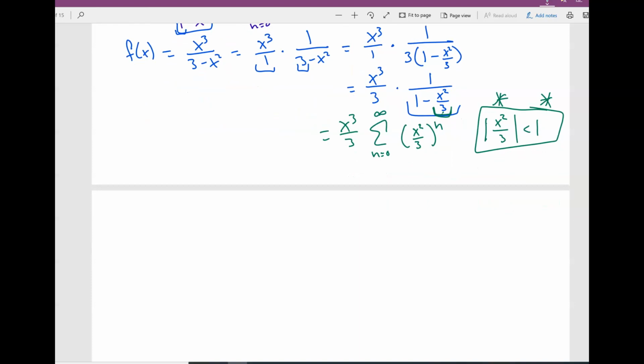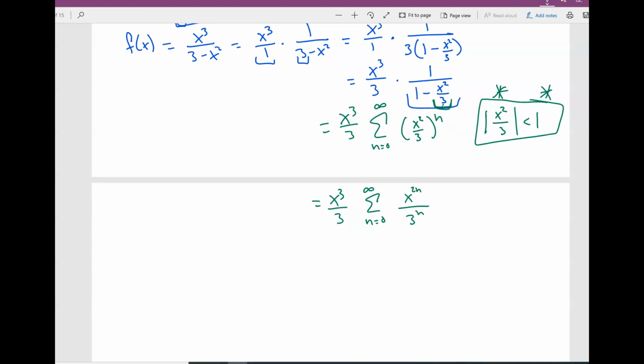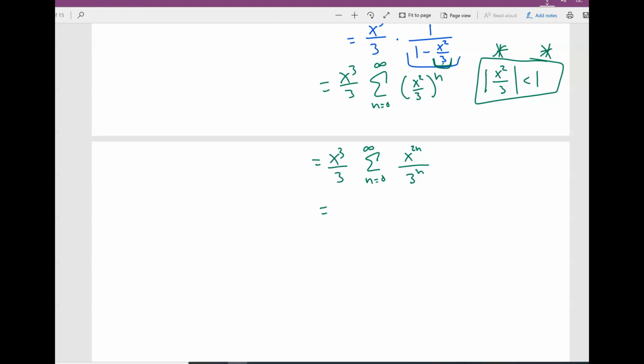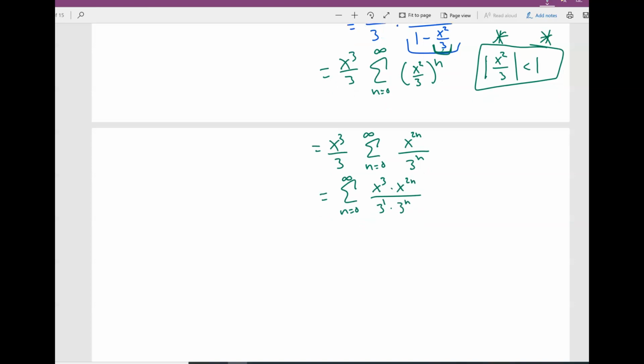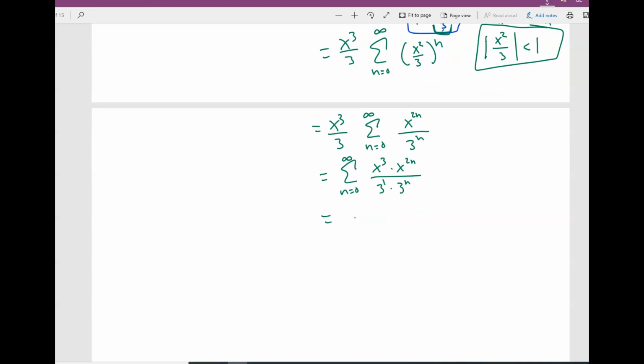And now let me deal with this first. So I have x cubed over 3, the sum from n goes from 0 to infinity. On the top, I have an x to the 2n. On the bottom, I have a 3 to the n. And let me bring this in the inside. So the sum from n goes from 0 to infinity, I have x cubed times x to the 2n divided by 3 to the first power times 3 to the n. So what I'm going to have is the sum from n goes from 0 to infinity of x to the 2n plus 3 divided by 3 to the n plus 1.